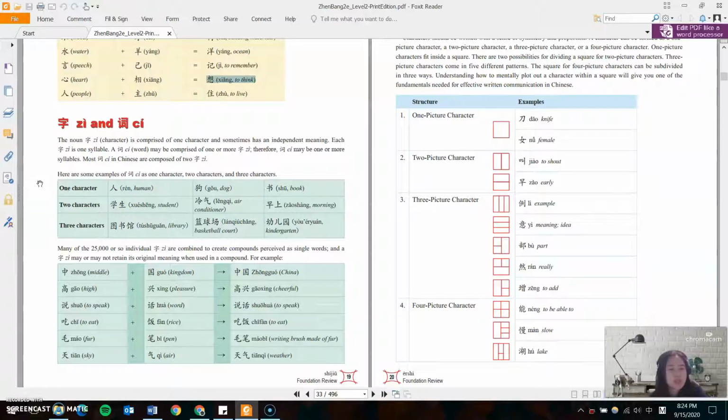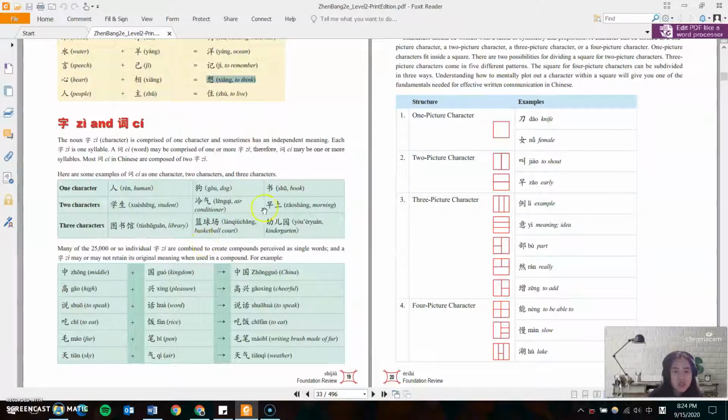Here are some examples of 词 as one character, two characters, and three characters. 人, 狗, 书, 学生, 冷气, 早上. 图书馆, 篮球场, 幼儿园. And I love how we're not reinventing the wheel here, right? Just like any other people, Chinese people are also pretty lazy too.